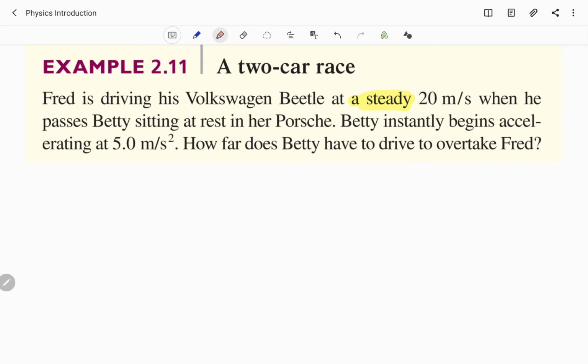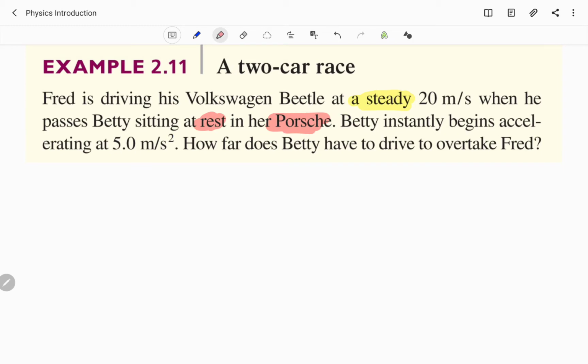And there is a second person, Betty. She is sitting in her car, a Porsche. So at rest. At rest means her initial velocity is 0. So Betty instantly begins accelerating at 5 meters per second squared. So basically Betty starts her motion from 0 velocity with acceleration 5.